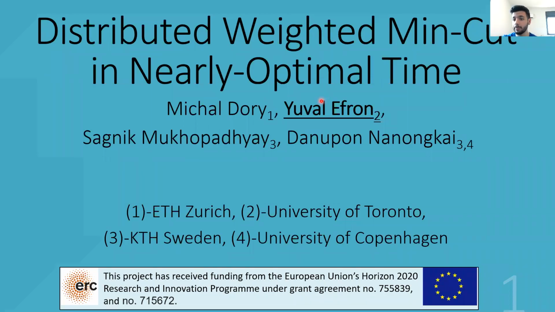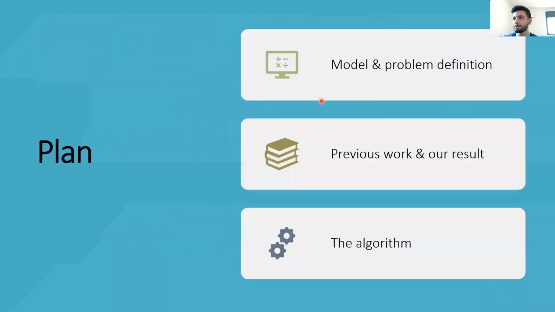Hi, in this talk, I'm going to talk about distributed weighted min cut in nearly optimal time. This is joint work with Michal from ETH, Sagnik from KTH, and Danupon, who is affiliated with both KTH and the University of Copenhagen. So in this talk, I'm planning to first go over the model and the problem we are going to discuss. Then I give a brief overview of some previous work, and then discuss the main components of our algorithm. So let us start.